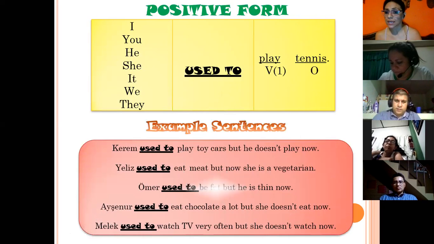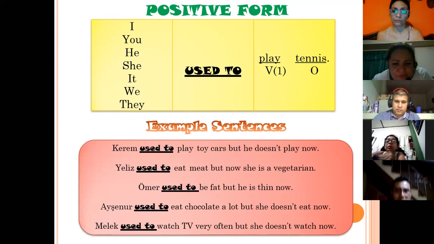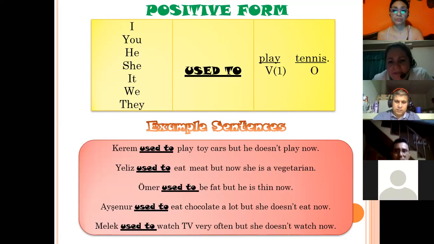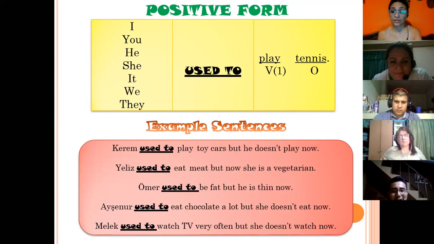Example sentences. Lizzie, can you read number one, please? Karen used to play cards, but he doesn't play now. Excellent. He used to, not anymore. Very good. Alex Aguilera, can you read number two? Jellies used to eat meat, but now she is a vegetarian. Very nice. All right.